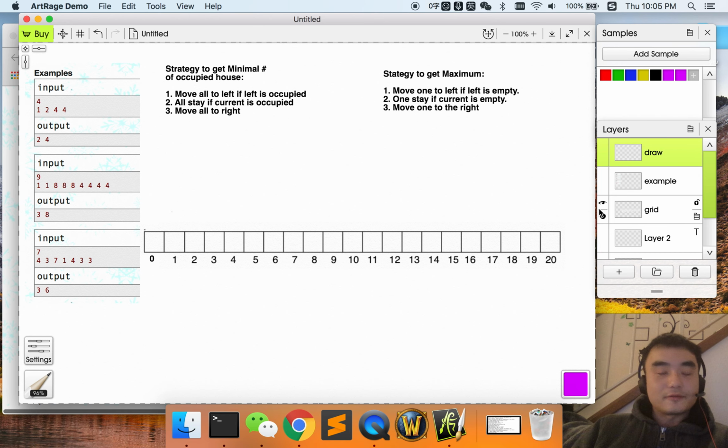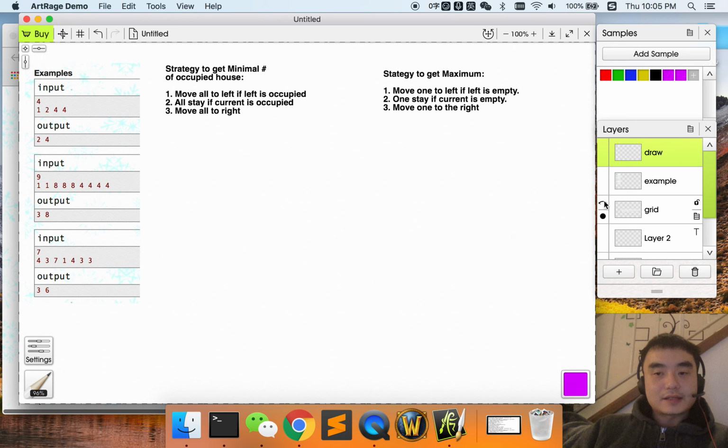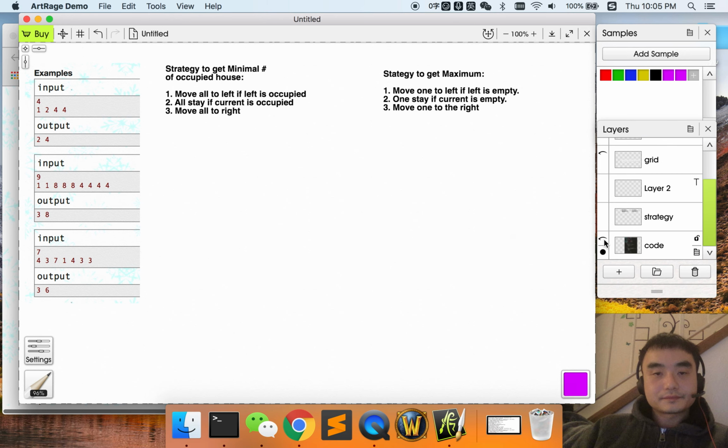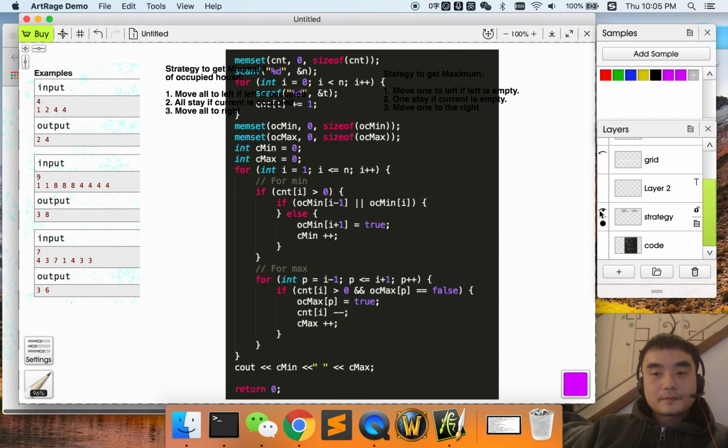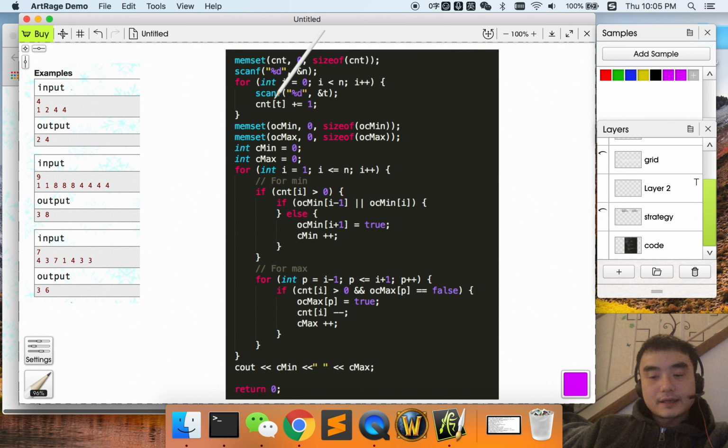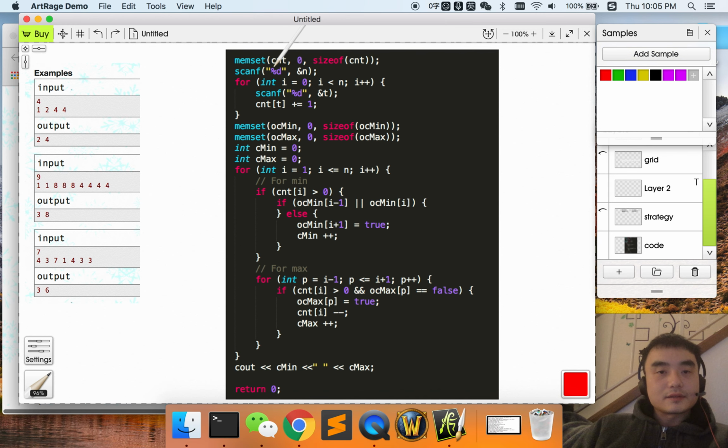That is all for our explanation of our strategies. So let's look at the code. So the code is pretty straightforward, right? So this is the counter. CNT is the counter to count how many people in a certain house. And these two arrays are the recorder of the state of the houses, right?